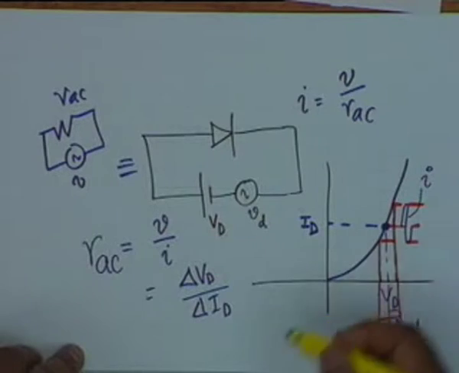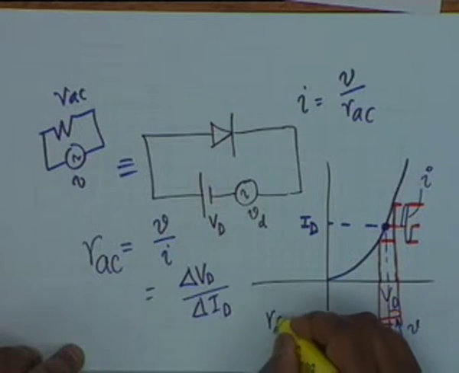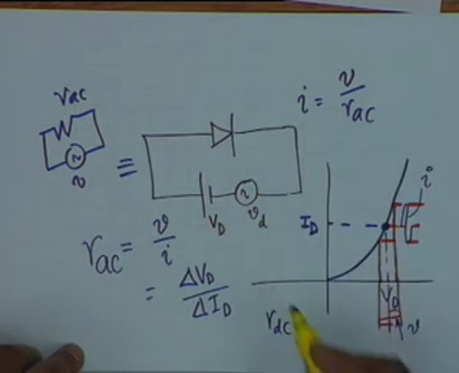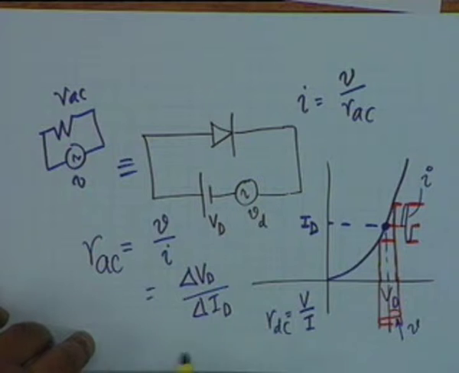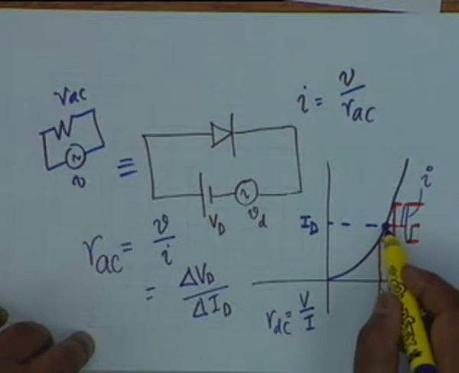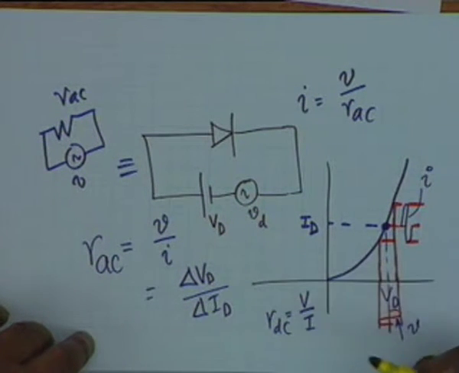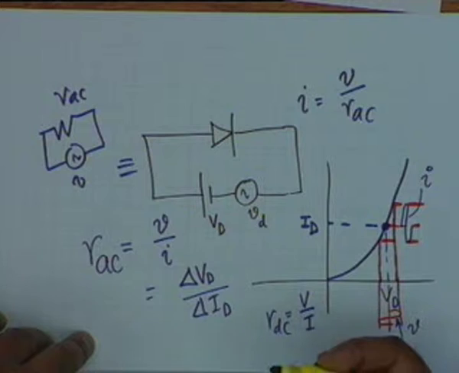The DC resistance here, for example, R_DC, is simply equal to V by capital I, which is quite different from R_AC. DC resistance and AC resistance are quite different from each other.